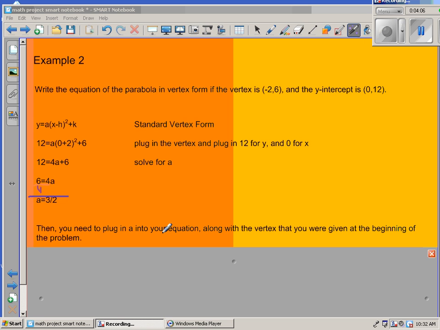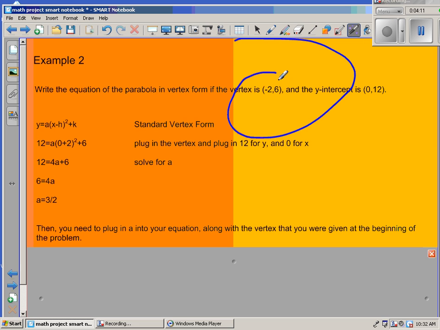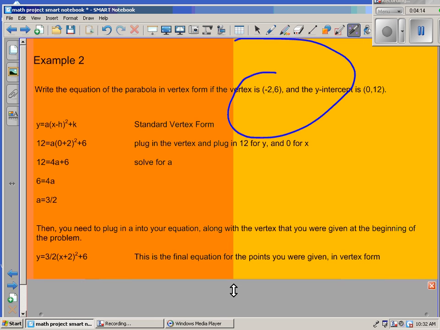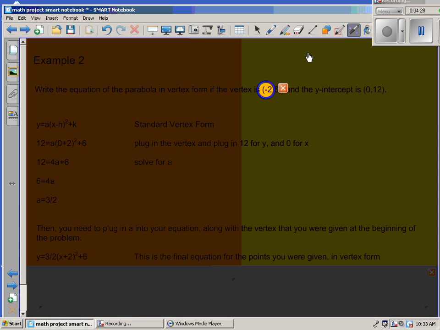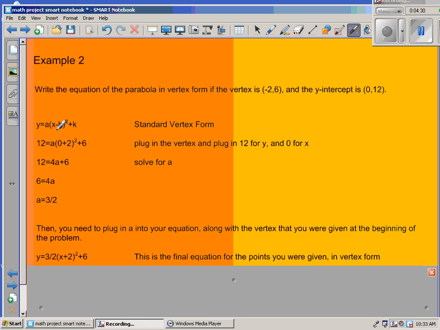You need to plug a into your equation along with the vertex that you were given at the beginning, which we know is (negative 2, 6). And you should get y equals 3 halves, which is the a value, times (x plus 2) squared plus 6. The vertex is (negative 2, 6), but you need to be careful because in vertex form it is x minus h, so a negative h gives a plus, so x plus 2. And you carry the 6 down, and this is your final equation in vertex form for the points you're given.